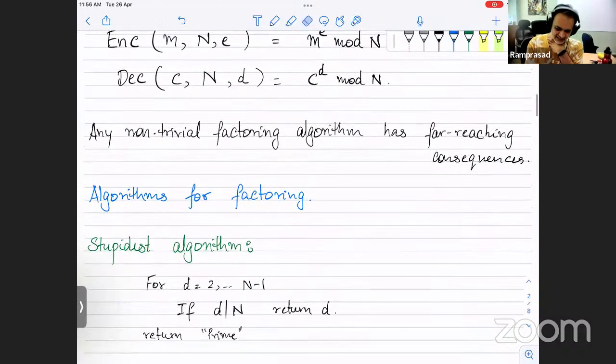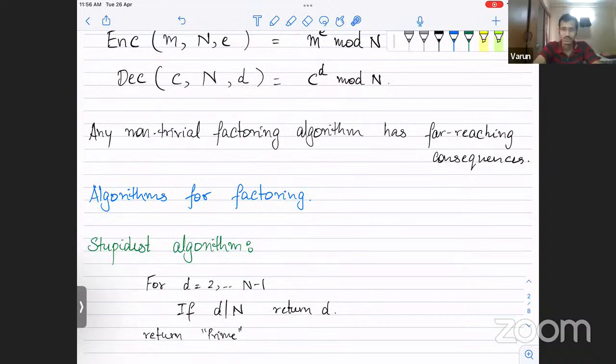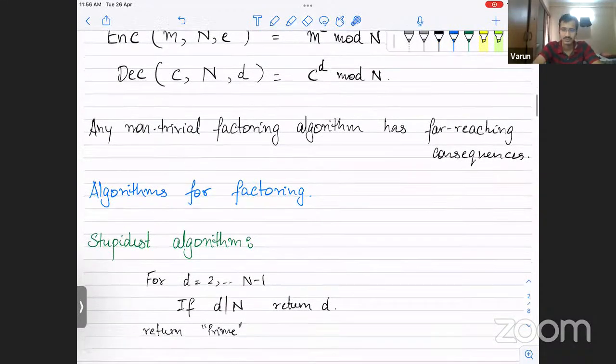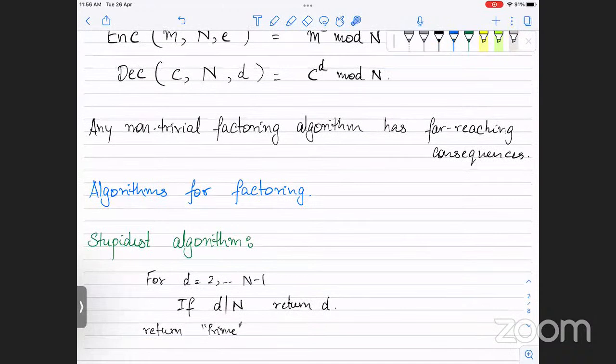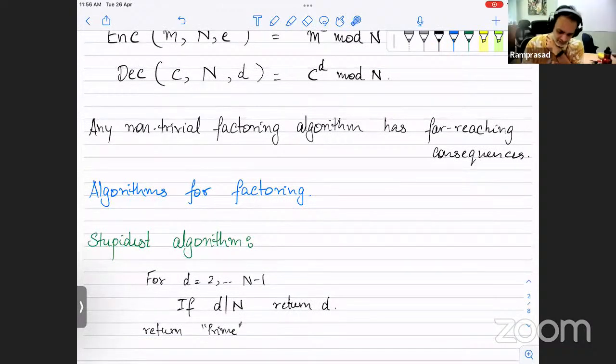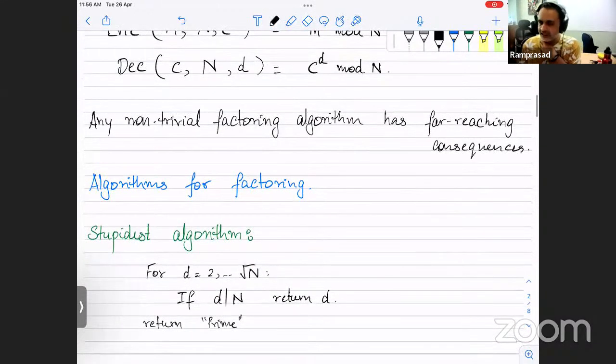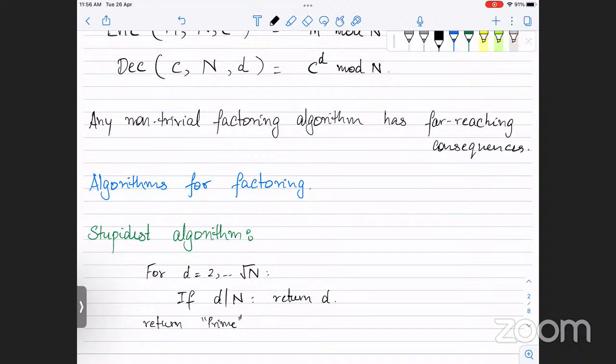But the first thing is, how far do I need to go until I'm sure that there are no factors? Root n. Is it n by 2 or root n? It's root n, right? Technically speaking, I can just go from 2 till about root n and keep checking if any of these things divide n or not. If it divides it, then I return that particular key. And if I haven't found a factor until root n, I know there are no factors. So, floor of root n basically.